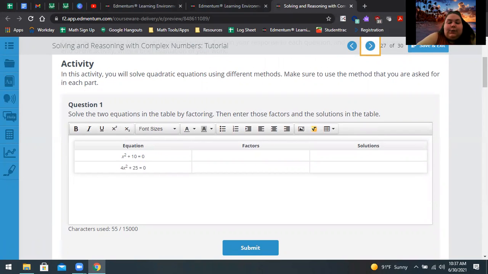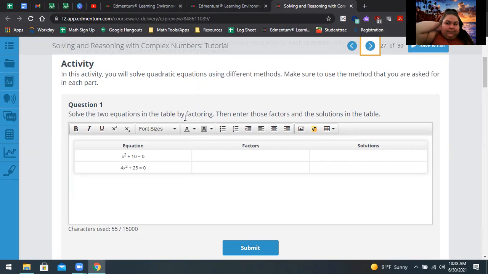So let's take a look at this one on slide 27, which is the lesson activity. Question 1 says, solve the two equations in the table by factoring. Then enter those factors and the solutions in the table. I'm going to take on the first one, and then you'll follow the same steps as I did for the first one to do the second one.